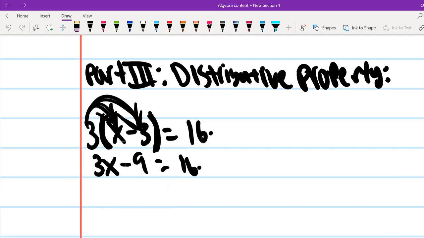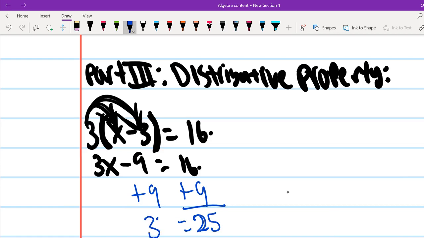So then you would say plus 9 on each side, giving you 25 equals 3x, and then you divide by 3, giving you x equals 25 thirds.